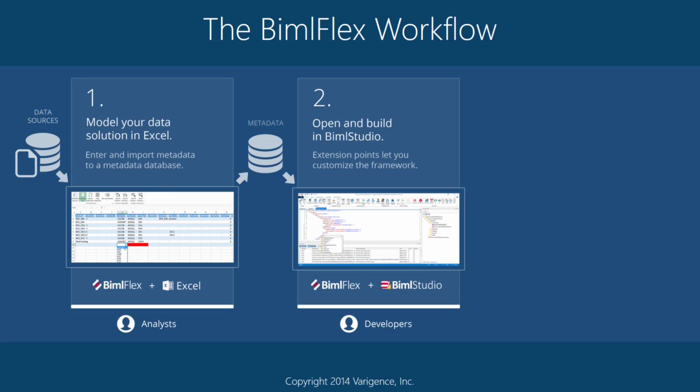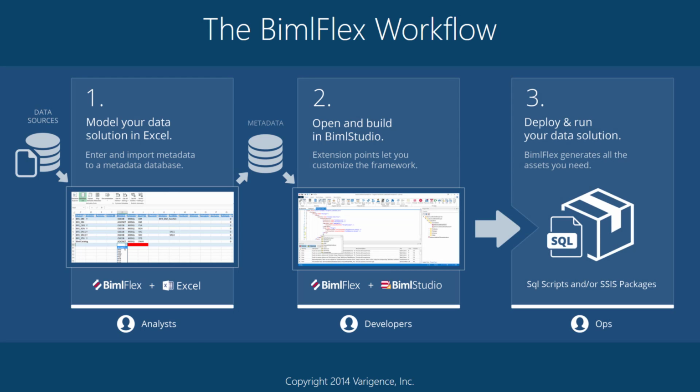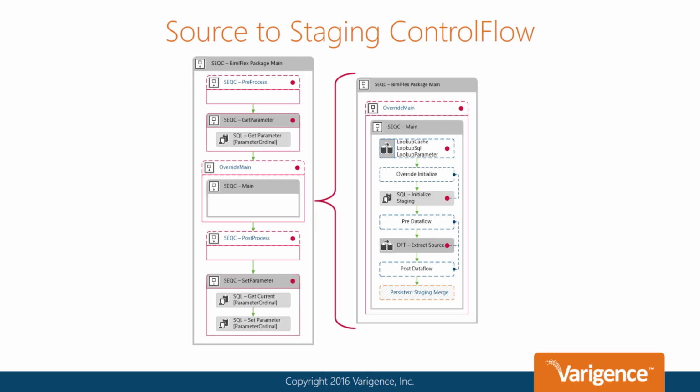We then pull those metadata back into Biml Studio, where we are looking at the templates, and in this case we're going to be looking at the source to staging templates, and then we're going to be building out and deploying that code. So we're just going to be building it out. So we're really looking at this whole section number 2 here, where we're looking at changing some of the metadata and then opening it and building it in Biml Studio.